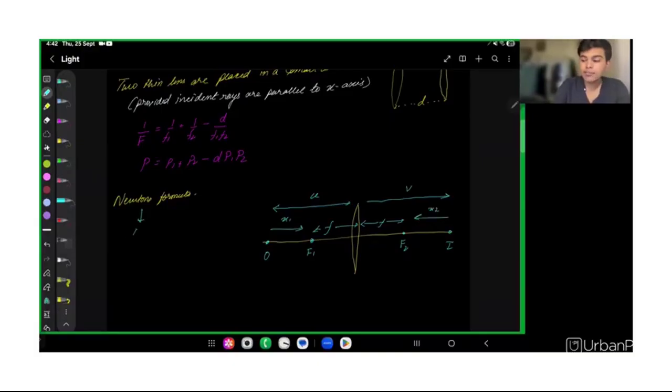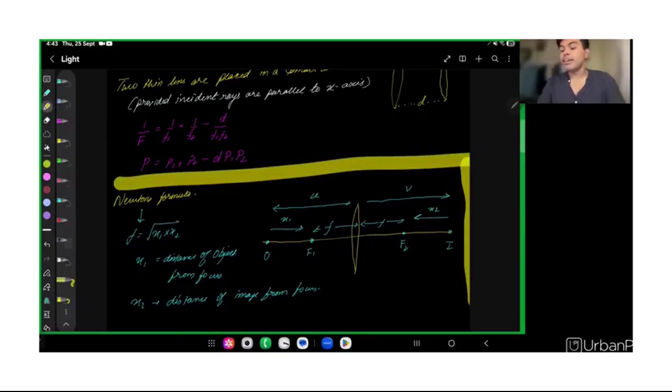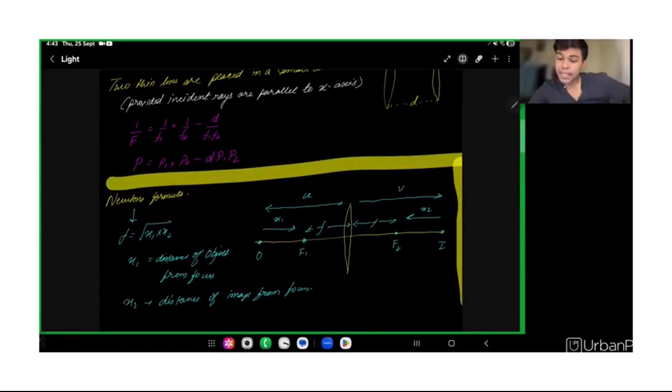Then Newton's formula says the focal length will be root of x1 multiplied by x2, where x1 is distance of object from focus and x2 is distance of image from focus, right? So this was an extra point after the power of combination of lens. Right? This was an extra point because advanced generally asks questions mixed with these formulas.